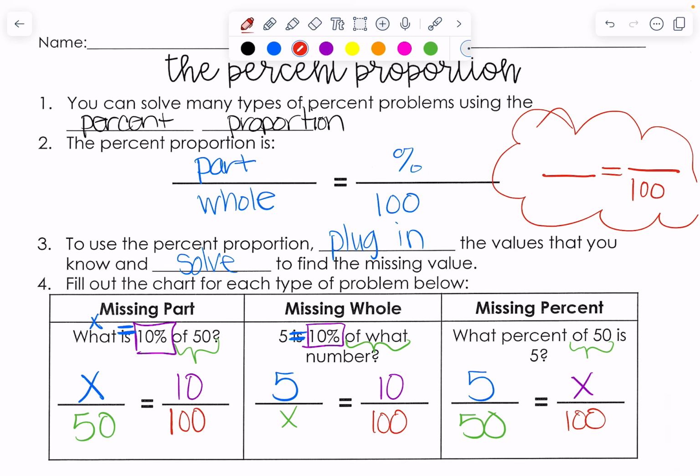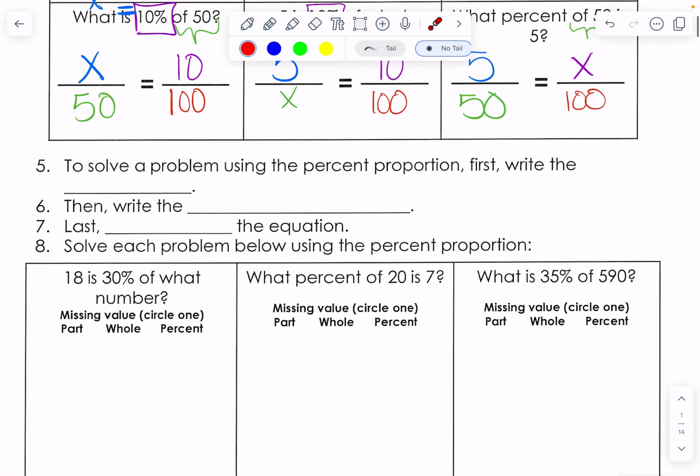So in class, we've talked about what the percent proportion is. It's part over whole equal to the percent over 100. Remember, a proportion is an equation, so there's our equal sign, telling us that one ratio is equal to another ratio. We know that percent means per 100, so the percent will always go over 100. When we solve these problems, even if you have no idea what to do, you should be able to write this proportion down on your paper because they are all going to start the same way.